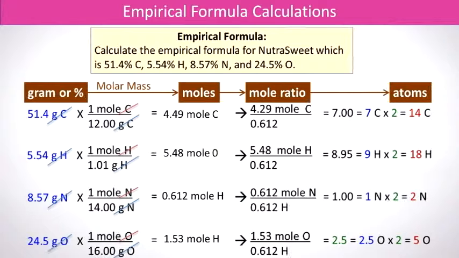Calculate the empirical formula for NutraSweet, which is 51.4% carbon, 5.54% hydrogen, 8.57% nitrogen, and 24.5% oxygen. By simply inspecting these values, we note that they add up to approximately 100. Therefore, we will take these percentages as grams. Therefore, we have 54.4 grams of carbon.